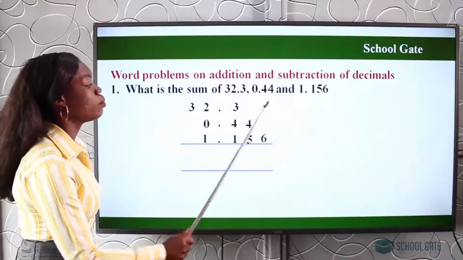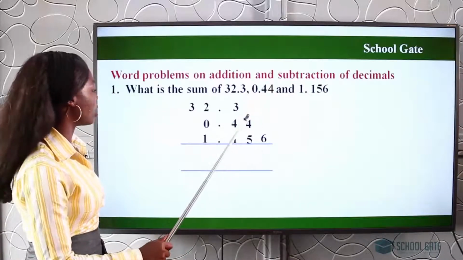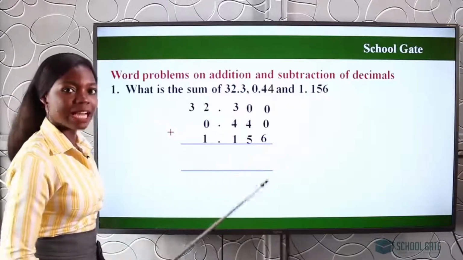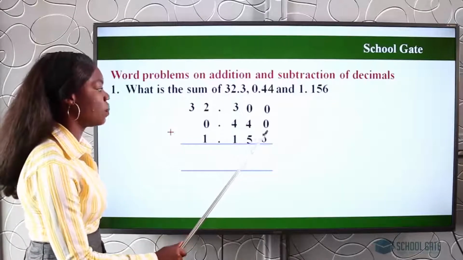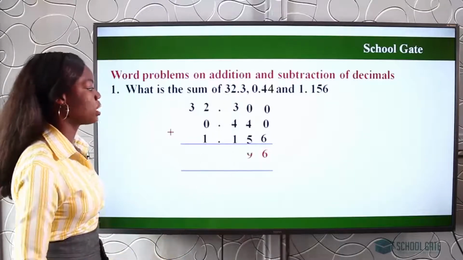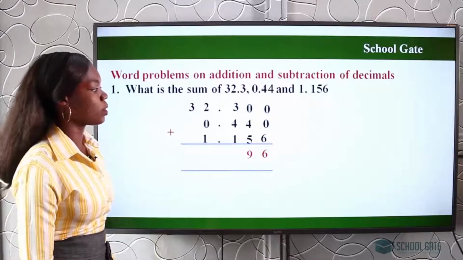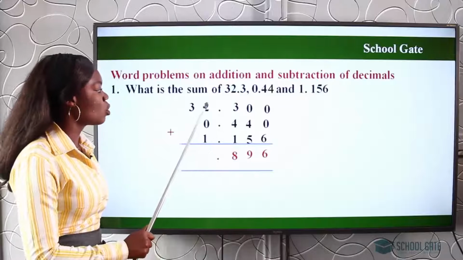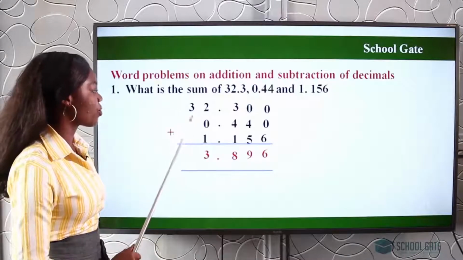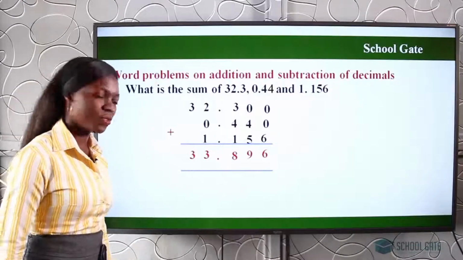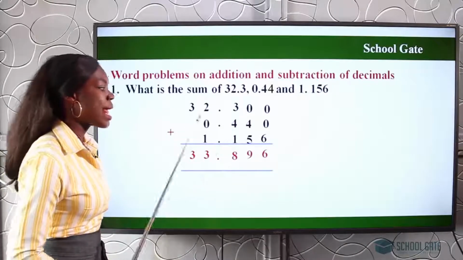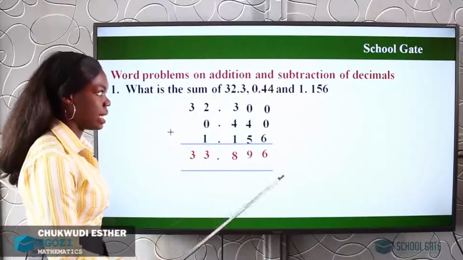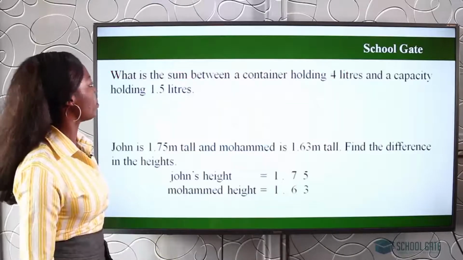But for us to be able to add well, we add our zeros here and here so that we can add properly, okay? 0 plus 0 plus 6 will give us 6. 4 plus 5 will give us 9. 3 plus 4 will give us 7 plus 1, 8, and we have our point. 2 plus 1 will give us 3. 3 plus 0, 0, 0 will give us 3. So we have 33.896. So this is the sum.